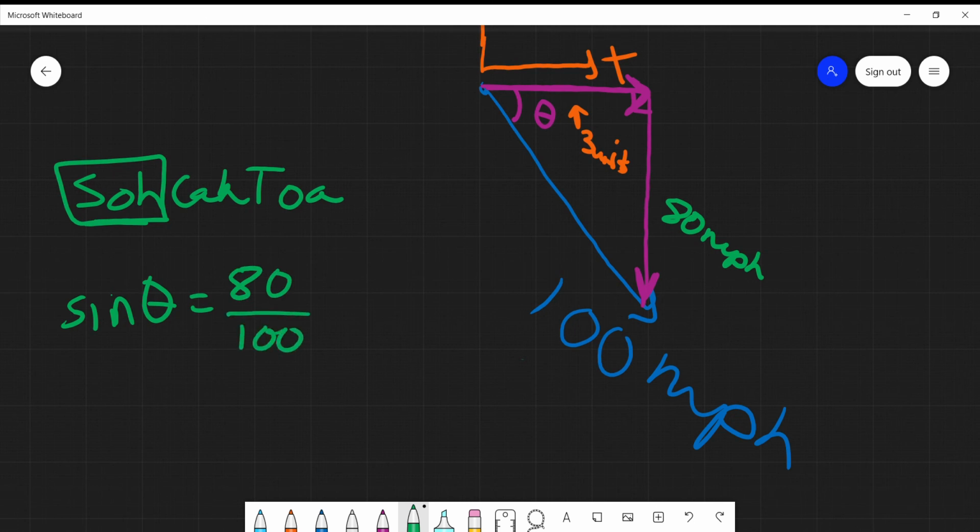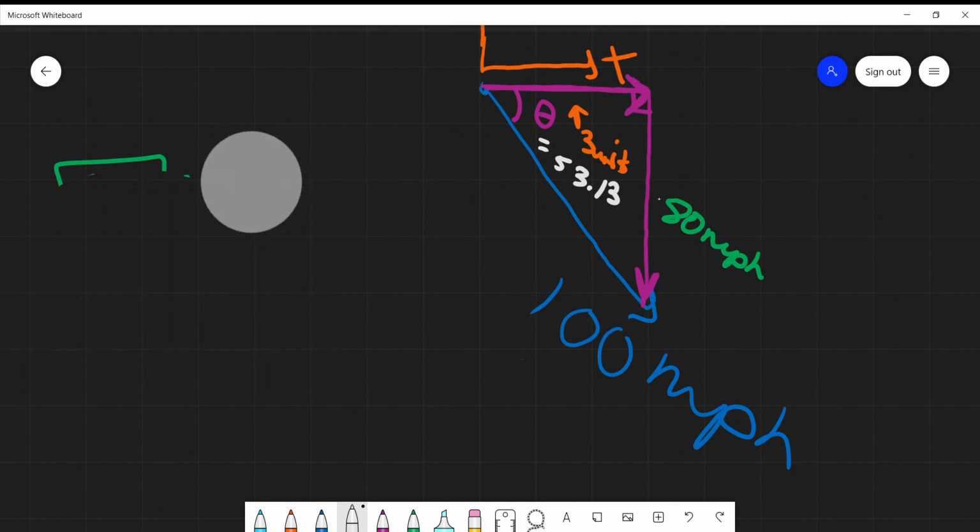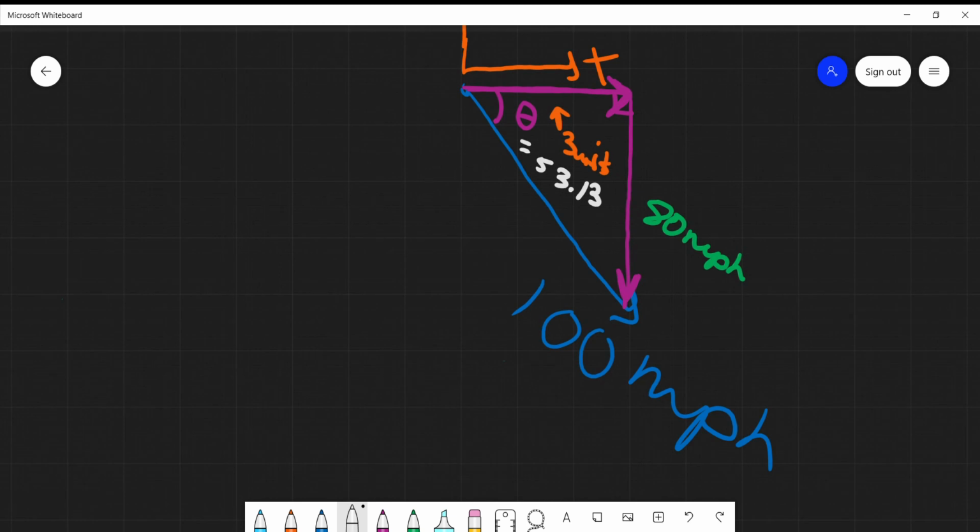So if we do the sine inverse of 80 over 100, we get 53.13. And if you guys are following along with all of the parts, you might think that that angle is a little familiar. And that just means we're doing our math right. So our angle is 53.13 degrees. So if we go back, let me rewrite that.